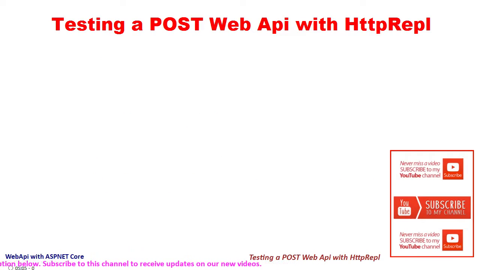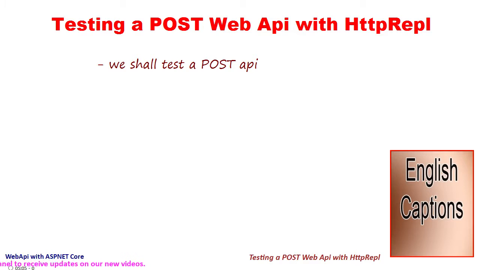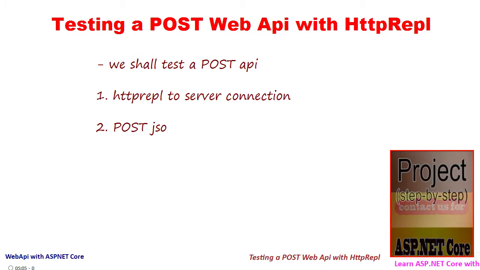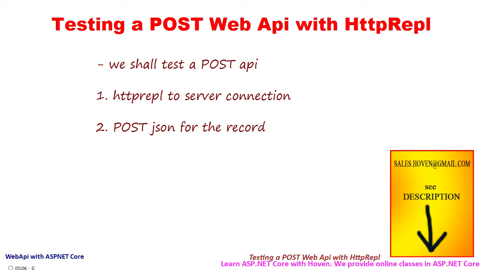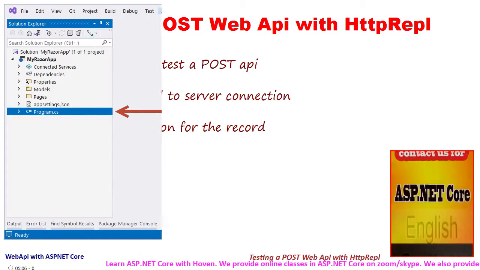In this tutorial, we shall test our post web API and create a new record. So we shall have to first establish a connection between HttpRepl and our web server, and then we will have to post the JSON for the new record that we have to create on the server. Let's see how. First, let us have a look at the web API that we have to call.